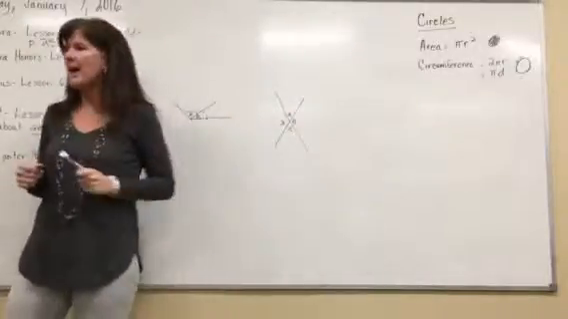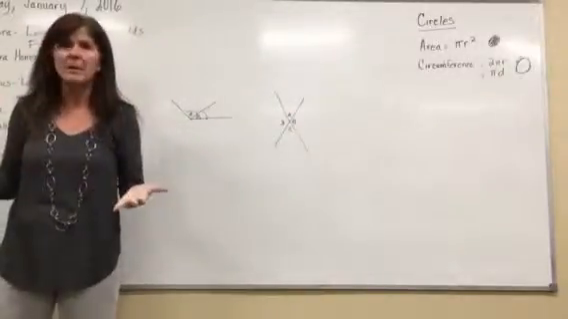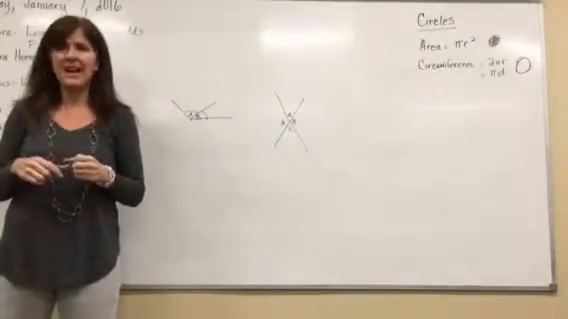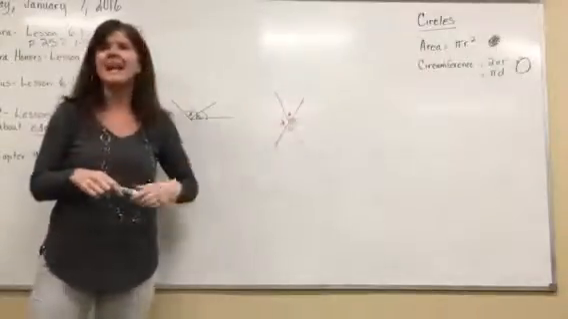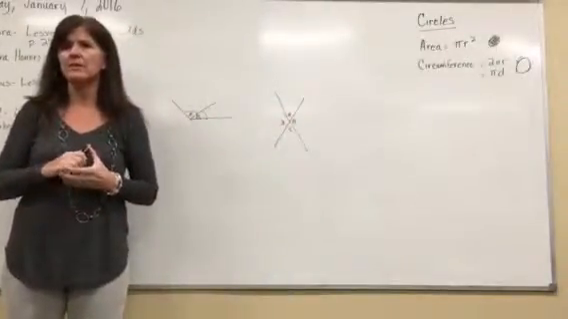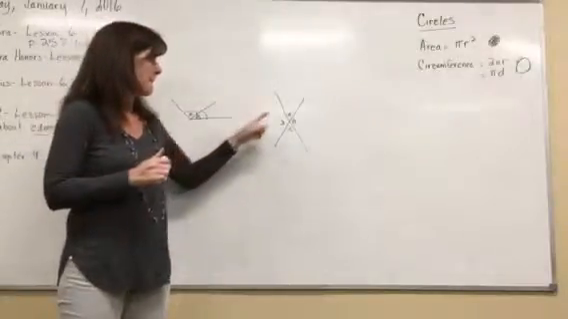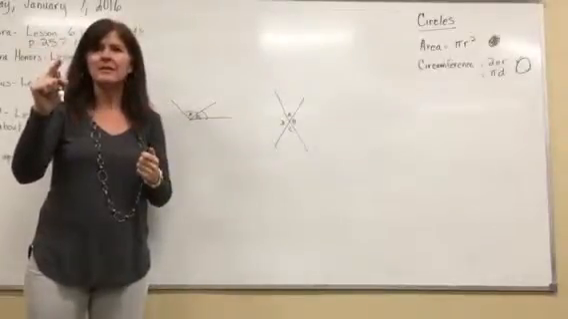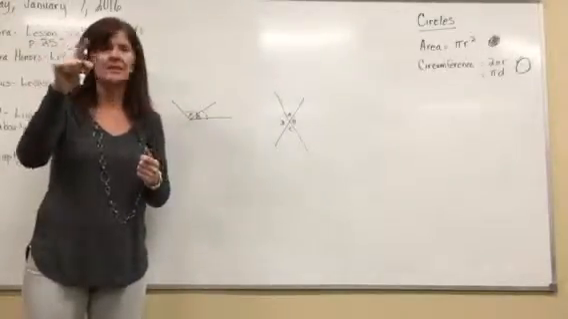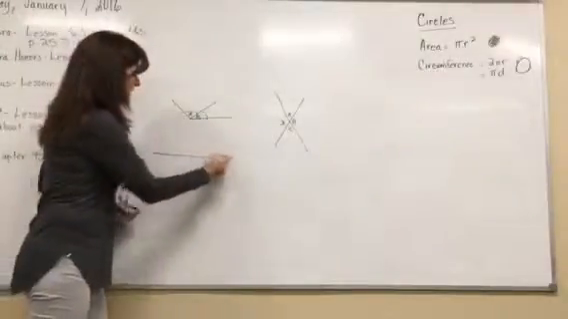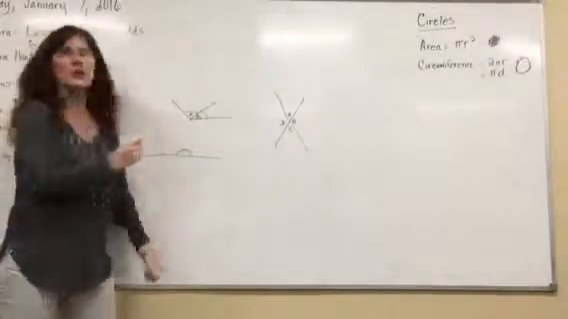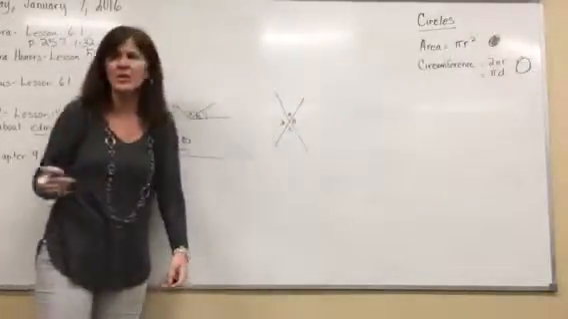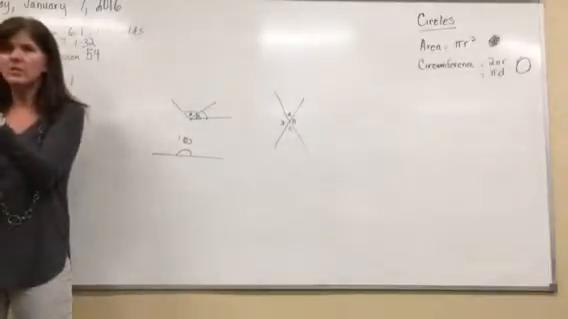But what do we know about A and B? We don't know their measurements. If you add them together, you get 180. How do you know that, Eliza? You are so smart. Because they are adjacent to each other and they form a straight line. What is the measurement of a straight angle? 180. So any two angles that form a straight line, the sum equals 180.